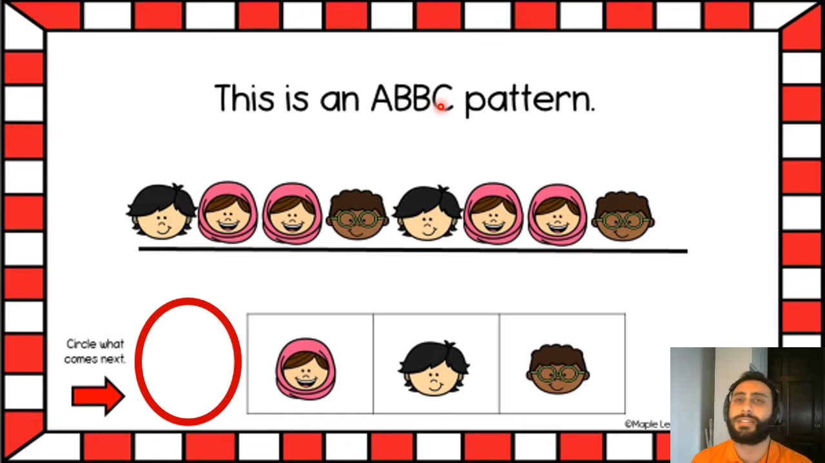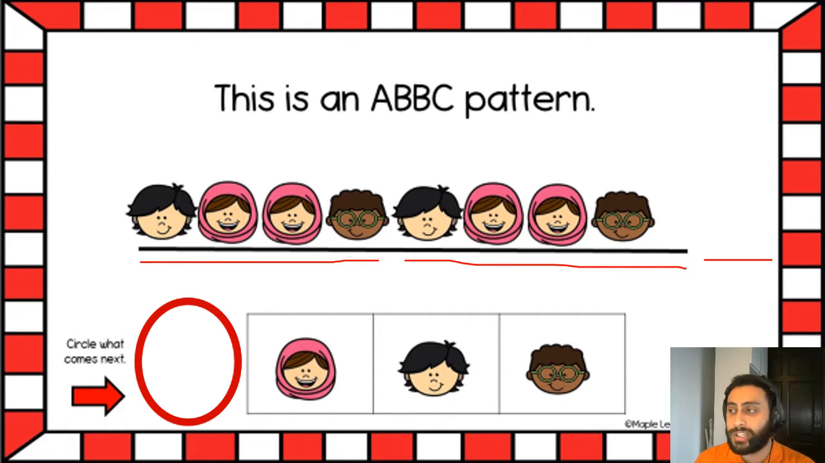ABBC pattern. This is a little different because it has three of these. So it's boy, girl, girl, boy with glasses. Boy, girl, girl, boy with glasses. So this is the repeating pattern. So we know the next one is going to be boy.